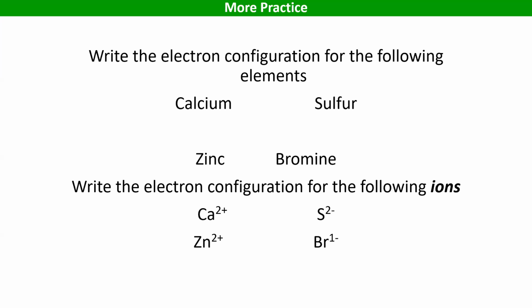So you can just do abbreviations for anything after argon, right? Anything with more than 18 electrons, you can use this abbreviation system.